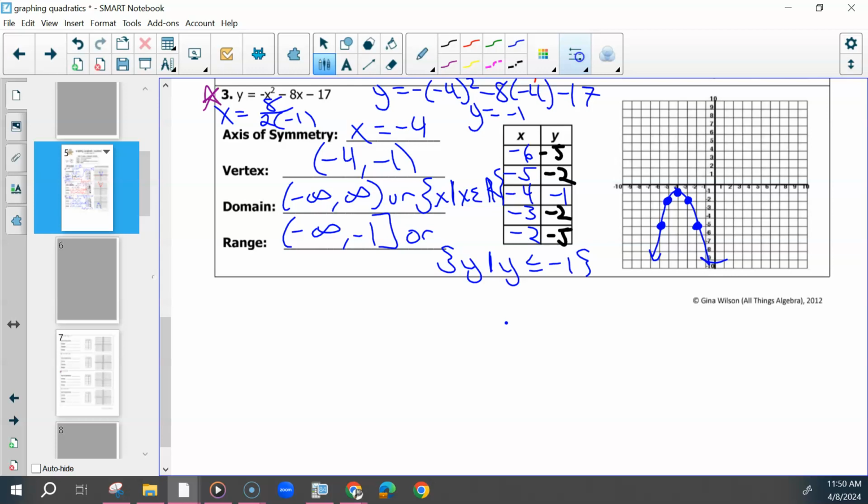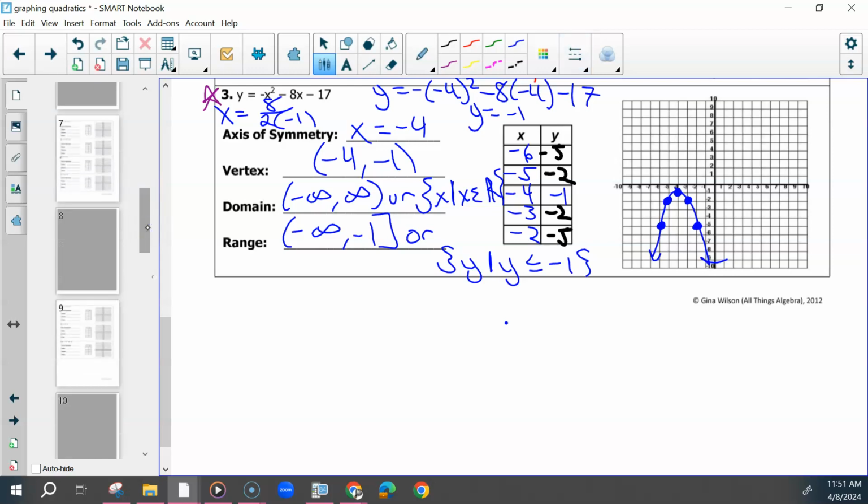Questions on how we graph quadratics or find characteristics? There is one more characteristic that we'll add, not next class, but the class after that: zeros. On the next page, is there anything you want to go over on the next 2 pages before we go on to the last thing we're going to do today? No. Yes.